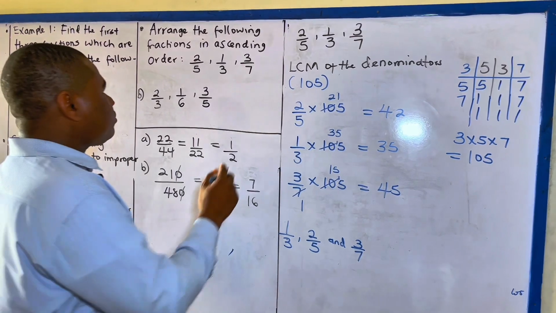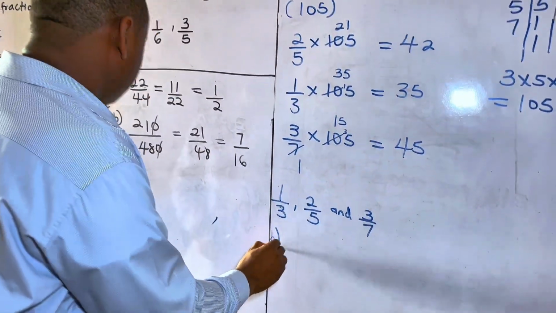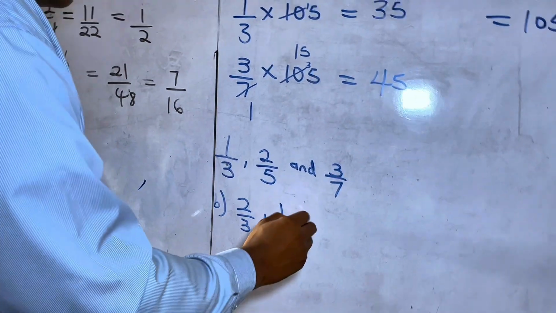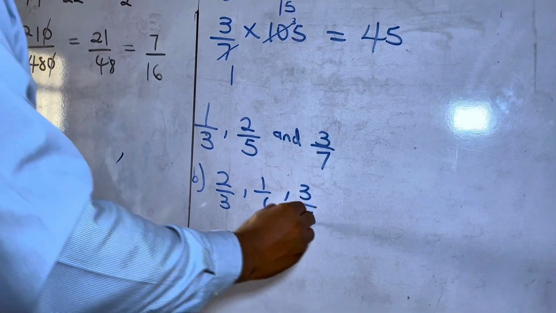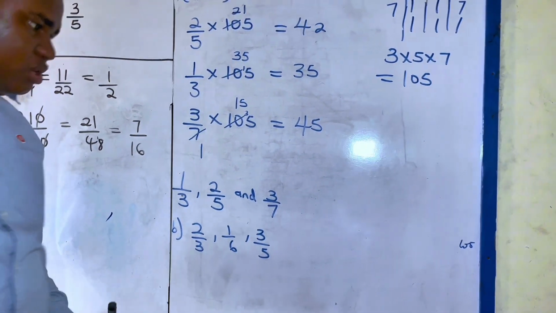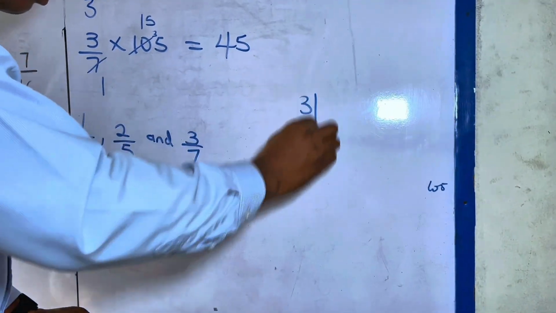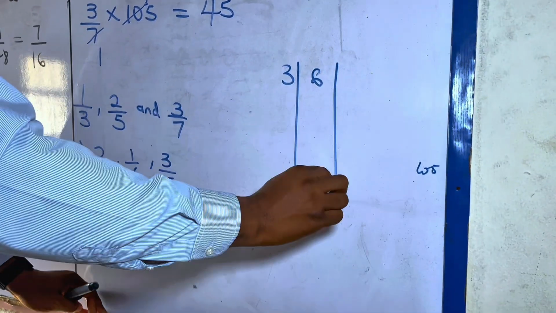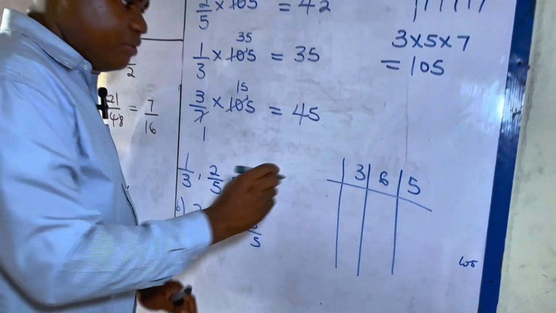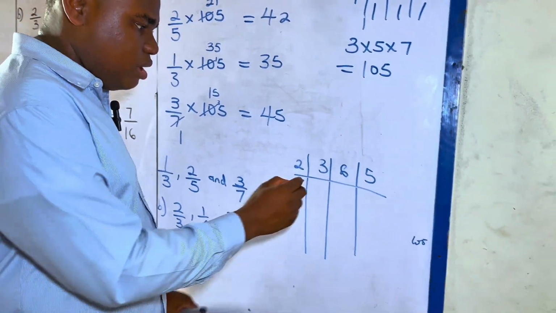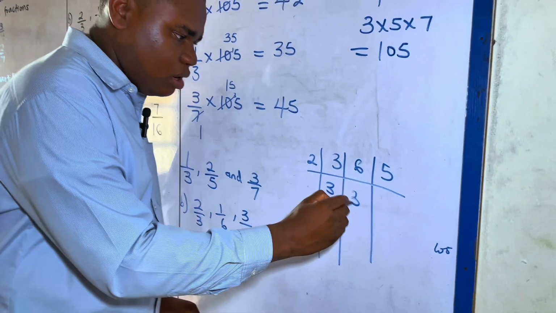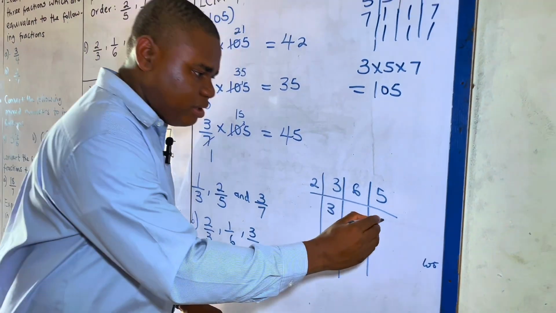For the last one, we have 2 over 3, 1 over 6, 3 over 5. So what we just did here, you have to find the LCM of the denominators first. So now we have 3, 6, and 5. You're going to use 2 in the first place. 2 goes into 3, cannot. We have 3. 3 goes into 6 is 3 times. 3 cannot go into 5, so we bring down the 5.